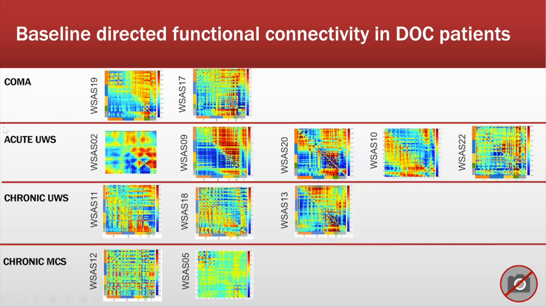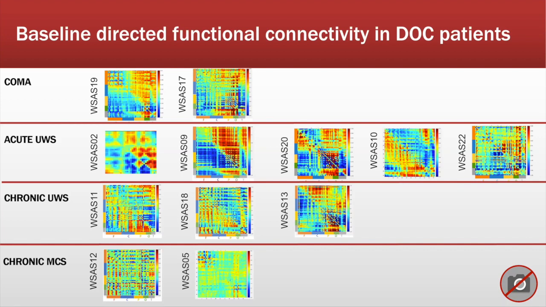We had two who were in coma, five who were in an acute state of unresponsive wakefulness syndrome, so within 30 days of their injury. We had three who were chronic unresponsive wakefulness syndrome, and all of these were over a year since their injury. And we had two who were chronic minimally conscious state. So what we're looking at right now is the directed functional connectivity in these patients. And the question that we're interested in is: is this useful for diagnosis, and is this useful for prognosis?